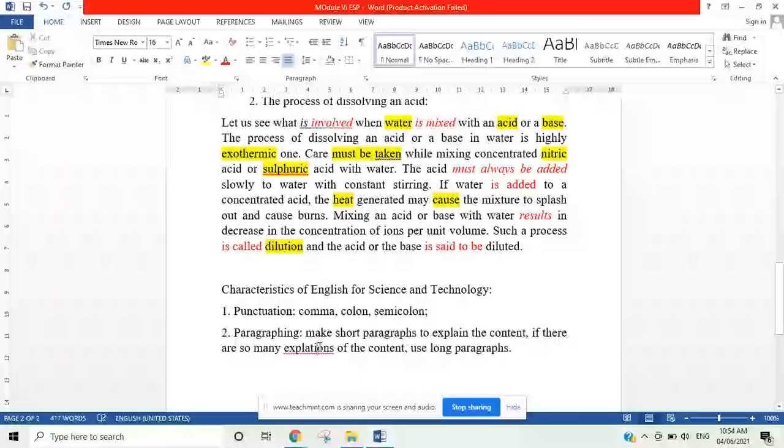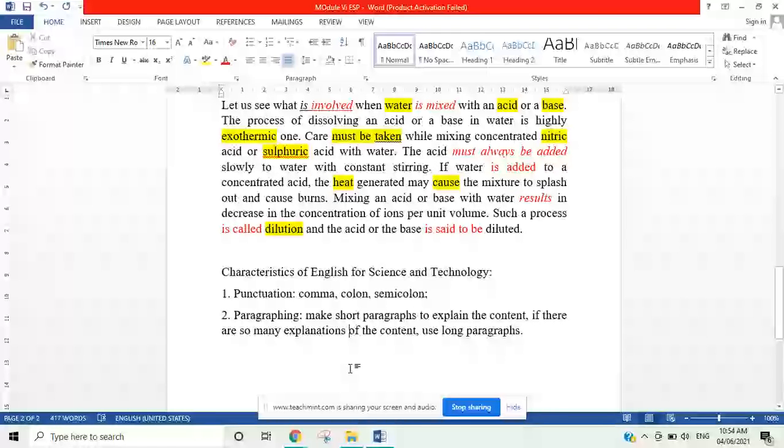This is what we have to do in the exam: pay attention to the use of punctuation marks, and also paragraphing. How do you make a paragraph while writing? If possible, make short paragraphs, but if the content requires some extra explanations or many explanations, at that time you can use long paragraphs also.